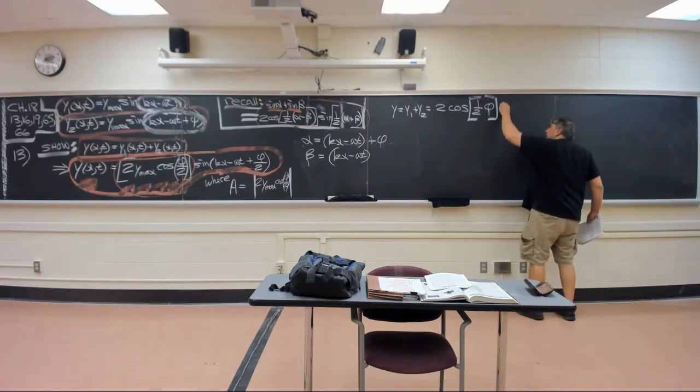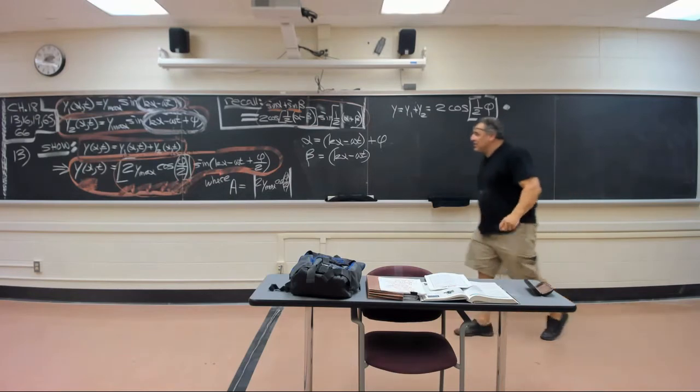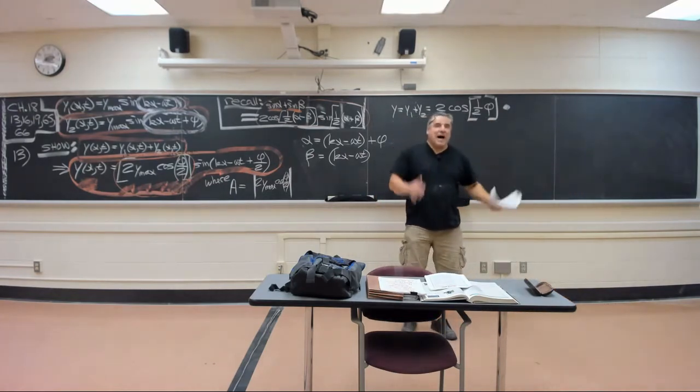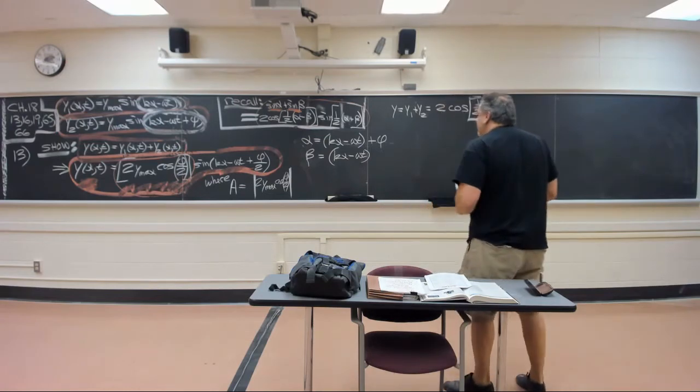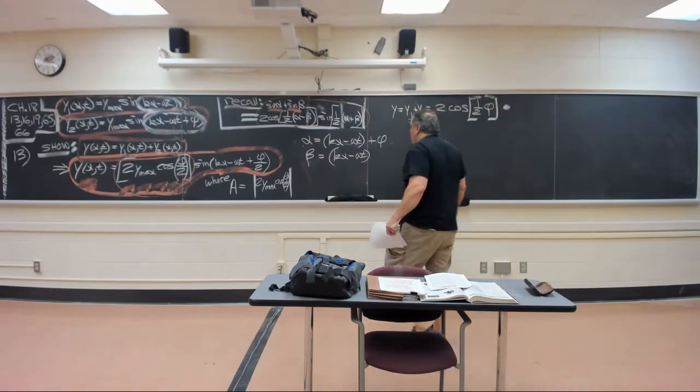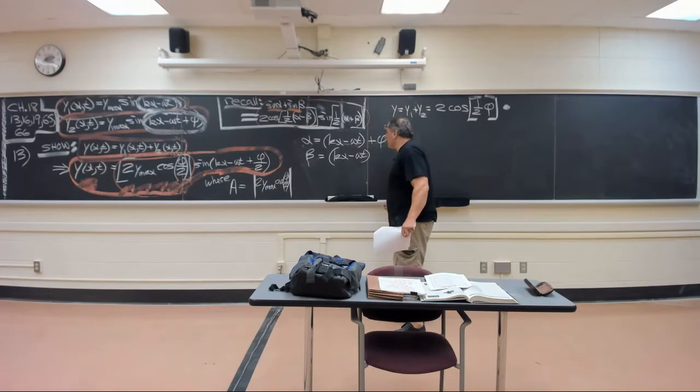There are so many parentheses and brackets you can put everywhere, you almost have to opt out of it, as long as you know what's going on and you're agreeing to what's happening. Sine of this, what's going on here? You got alpha, you got beta. You got this, you got that. Add them together and divide by 2. Add them together and multiply by a half.